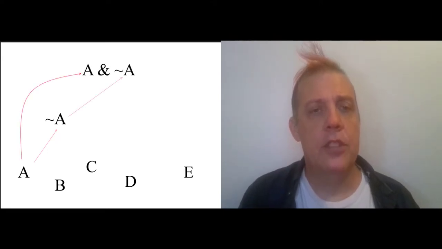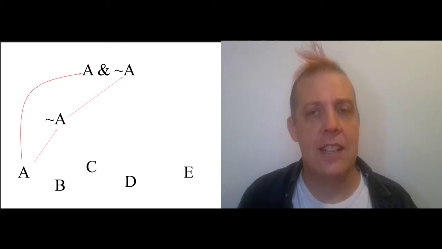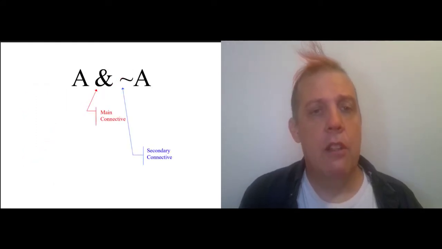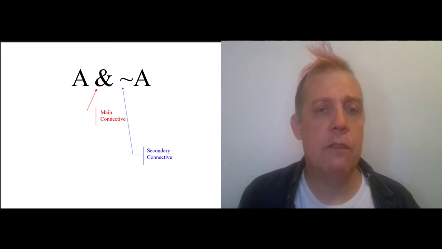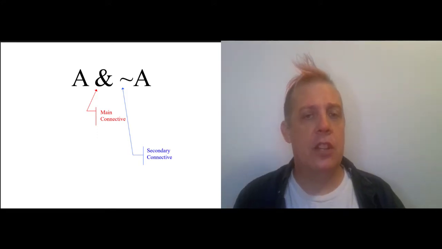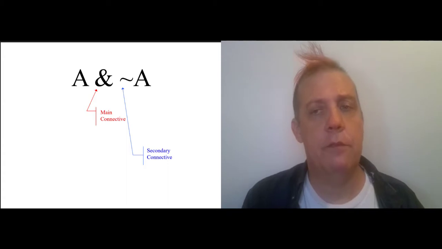Now let's think about what is the main connective of this sentence and what is the secondary connective. If we were to build this sentence up, we'd start with the sentence letters, and we only need one. We just need the A. We can have a not A, and then we add an A to it. So the third level is where we have this sentence A and not A. And the and is going to be the main connective because that's the one we added last, and the not is going to be a secondary connective.